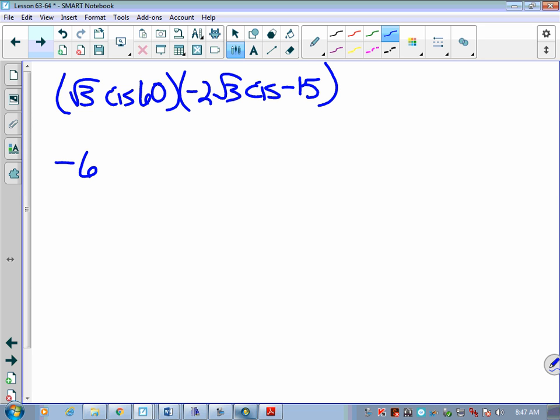The next portion on this is my 60 and my negative 15. And actually in that, all we're really doing is we're adding those. Okay, you don't actually multiply them, you add them. So what's 60 plus negative 15? Let's go up to 75.